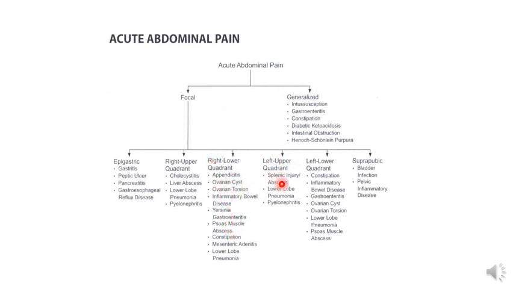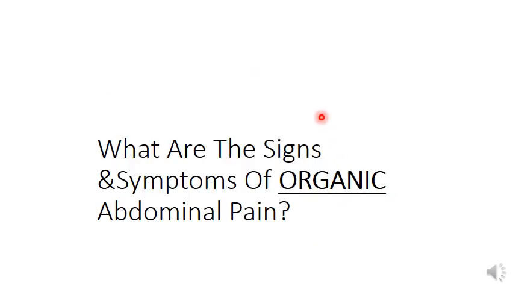Upper left quadrant: splenic injury, especially in cases of trauma, or abscess, or lower lobe pneumonia and pyelonephritis. Left lower quadrant: constipation, inflammatory bowel disease, gastroenteritis, and so on. Suprapubic: bladder infection and pelvic inflammatory disease. So all these depend on the anatomical site of pain, and you should make a differential diagnosis.